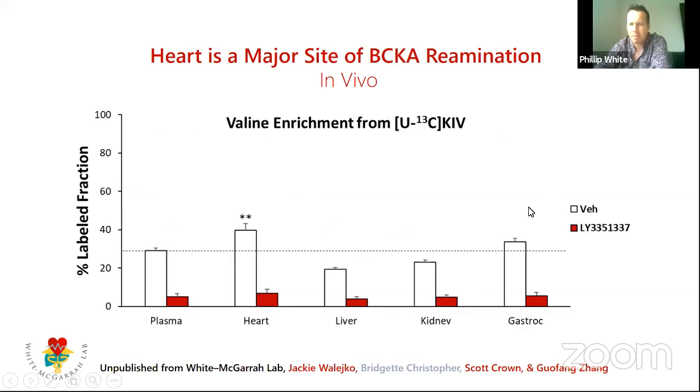So which tissues are the major sources or potential major sources of valine produced, or branched-chain amino acids produced, from the branched-chain keto acids? It appears, in fact, that only heart and gastroc have higher percent labeling of their valine pool than the plasma, suggesting that other tissues such as liver and kidney are not contributing to this reamination. In fact, the heart was the site that we measured of highest labeling, suggesting it's probably the predominant site, in addition to skeletal muscle, for producing branched-chain amino acids from their keto acids.